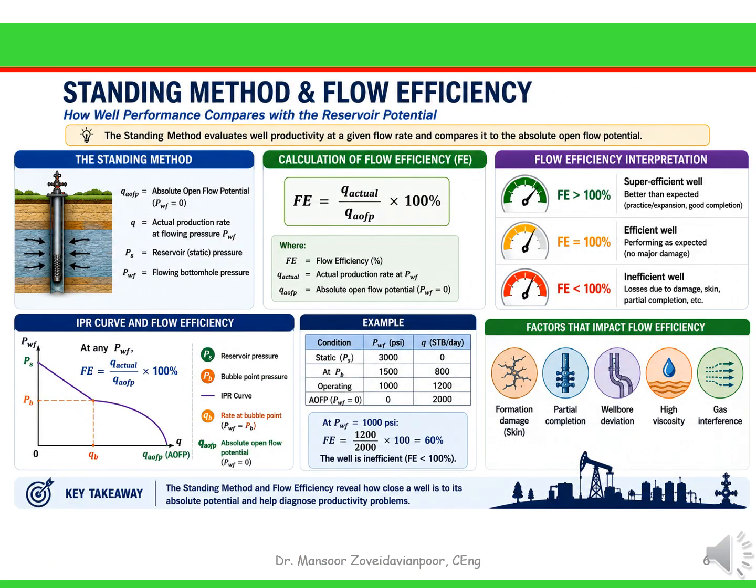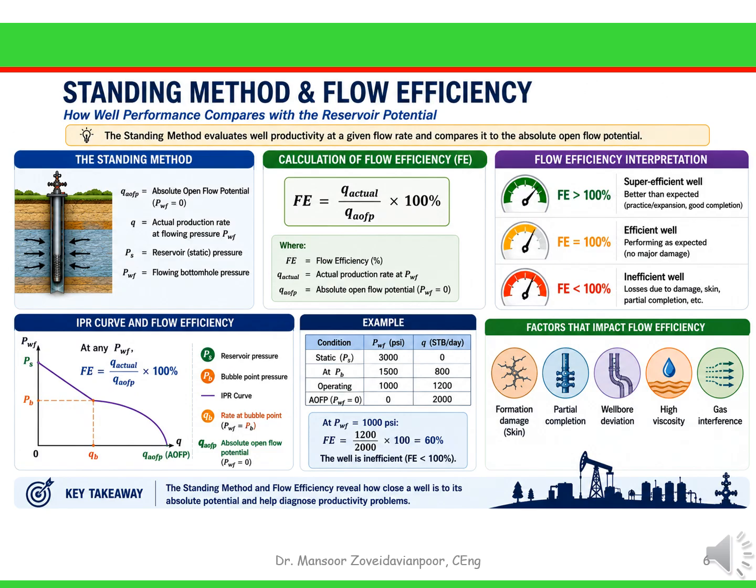Here's an interesting question. If two wells are both producing 1,000 barrels of oil per day, are they performing equally well? The answer is not necessarily. Imagine well A and well B each produce 1,000 STB a day. At first glance, they look identical. But when we compare each well to its theoretical maximum production, a different story emerges.